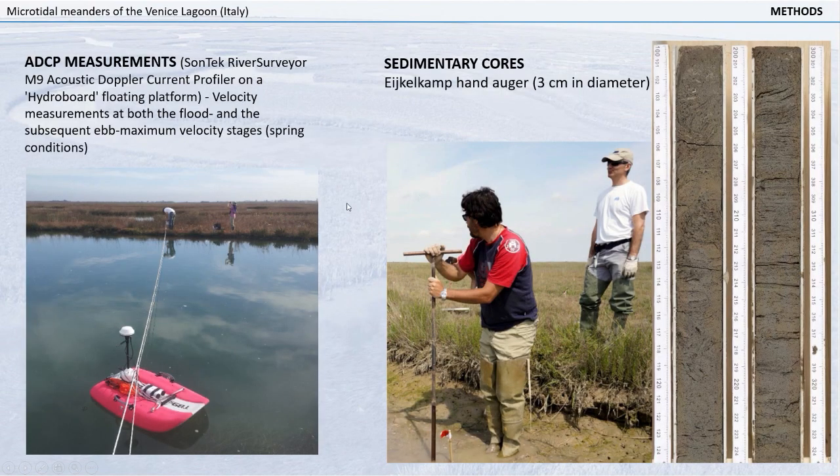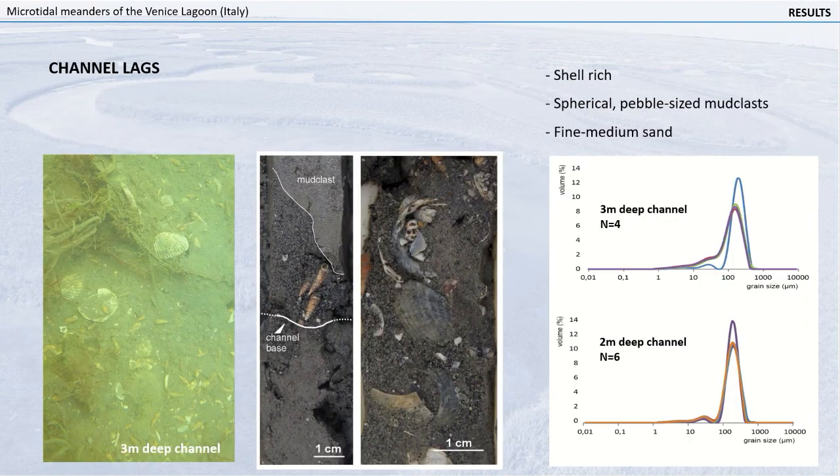What have we done in these bands, in these sites? We measured flow velocity, ADCP measurements during spring conditions, both for flood and ebb flows, and recovered sedimentary cores, especially to verify specific vertical grain size trends within the study deposits. Just a few words about the study deposits.